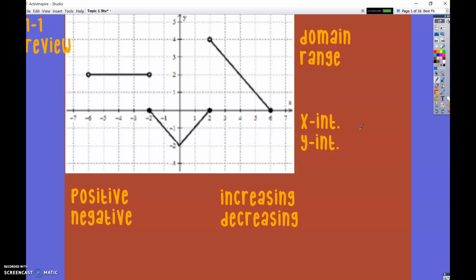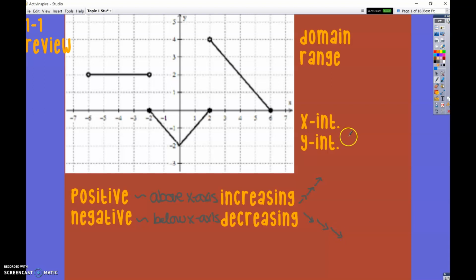Increasing, decreasing, positive, and negative. A couple things to remember. Positive is when the graph is above the x-axis. Of course, negative then is when it is below the x-axis. Not to be confused with increasing. That's when the graph has a positive slope, and decreasing when the graph has a negative slope.